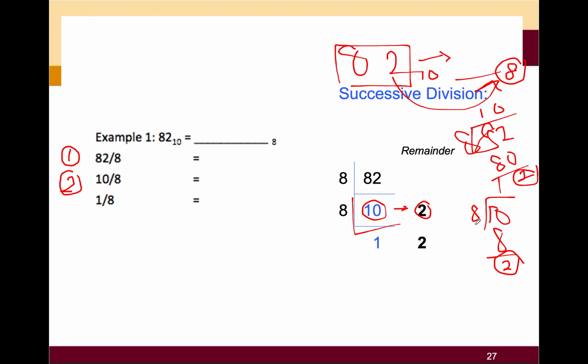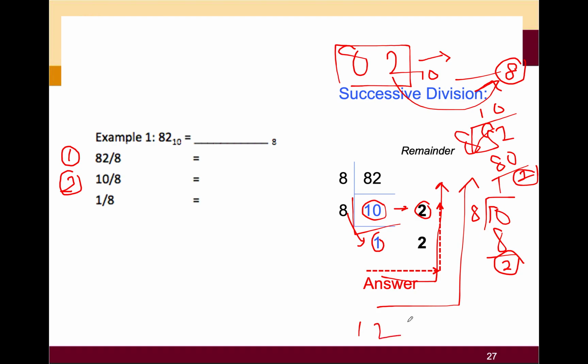And how are you going to read your answer? Because you cannot divide 1 by 8, you will read the answer from bottom to up. So this is the answer, which is 1, 2, 2, and your base is 8.